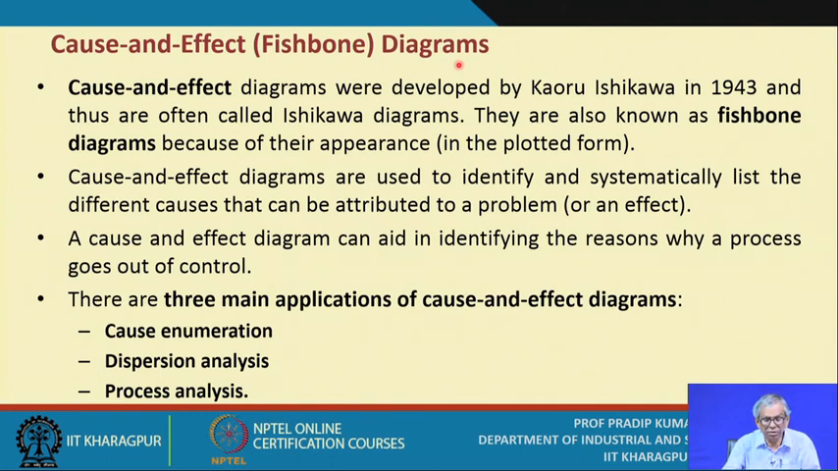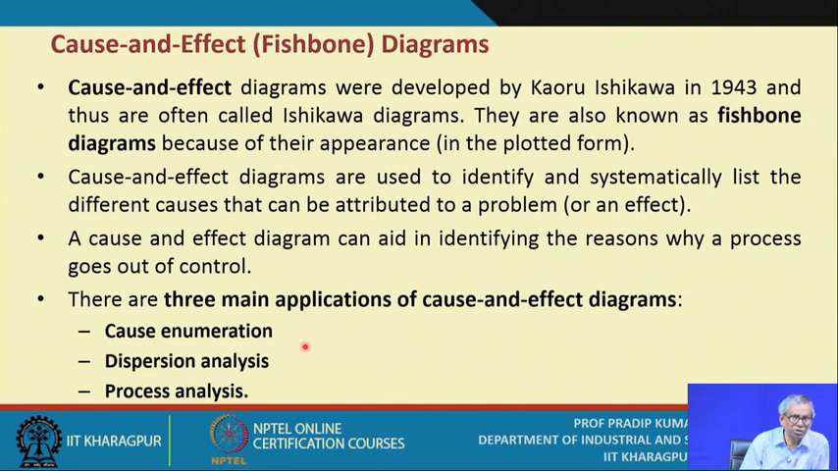Cause and effect diagrams are used to identify and systematically list the different causes that can be attributed to a problem or an effect. Is it okay? A cause like, say, failure may be considered as a problem or as an effect. A cause and effect diagram can aid in identifying the reasons why a process goes out of control. Now, there are three applications of the cause and effect diagram.